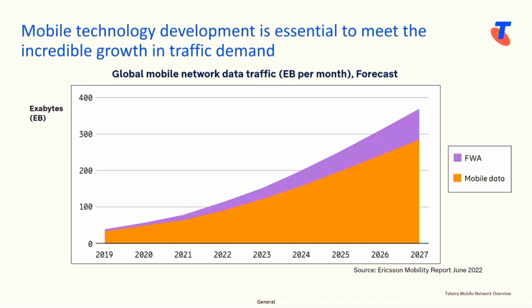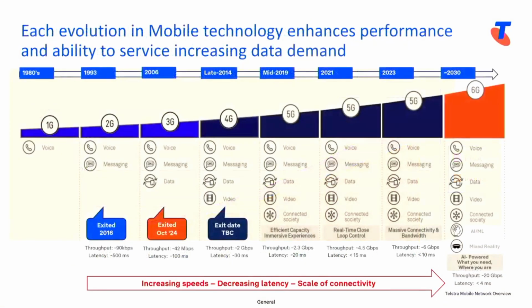FWA stands for fixed wireless access, so people are using it in substitution for your NBN, which is what I call fixed access. So that's also becoming very popular. Not that we like it, because mobile bandwidth is much more expensive than fixed, but that's going on at the moment.